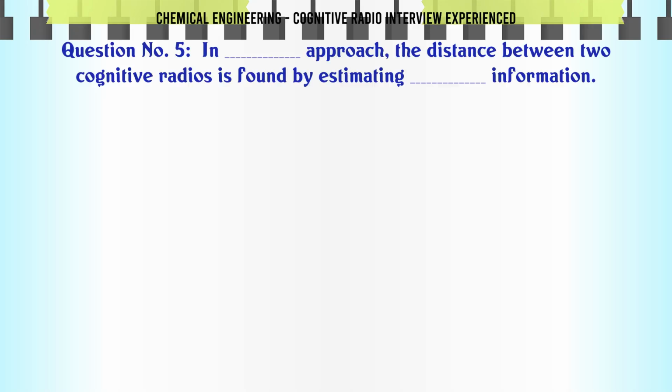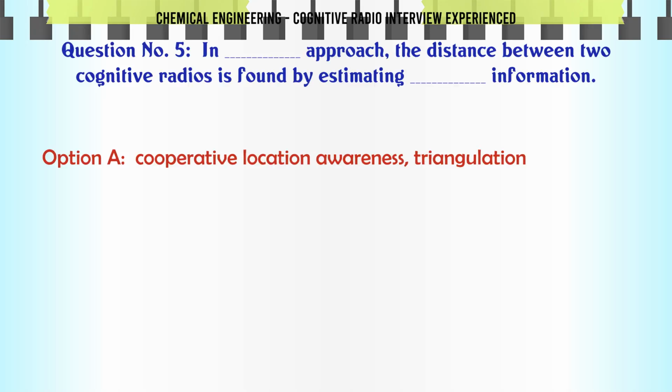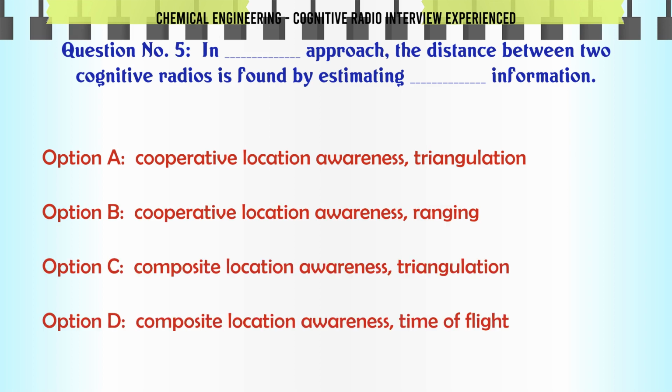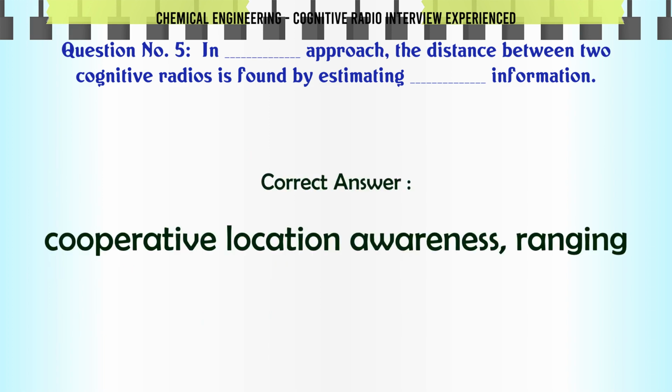In approach, the distance between two cognitive radios is found by estimating information. A. Cooperative location awareness triangulation. B. Cooperative location awareness ranging. C. Composite location awareness triangulation. D. Composite location awareness time of flight. The correct answer is cooperative location awareness ranging.